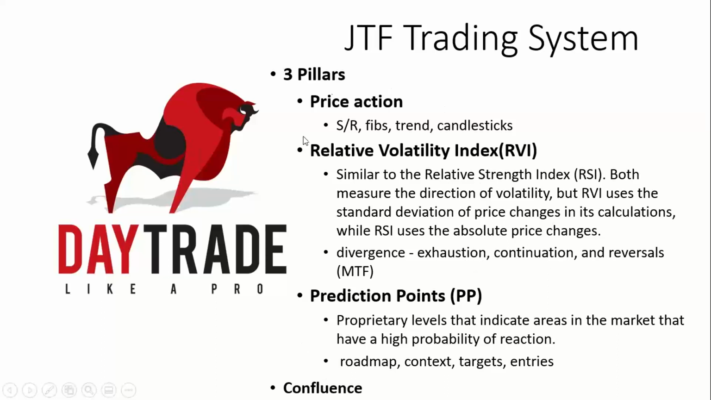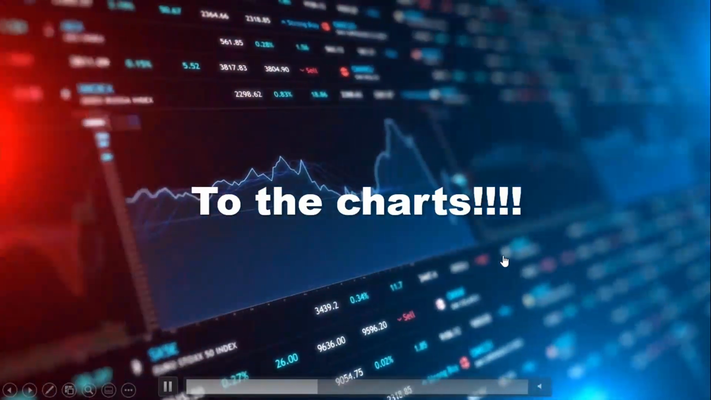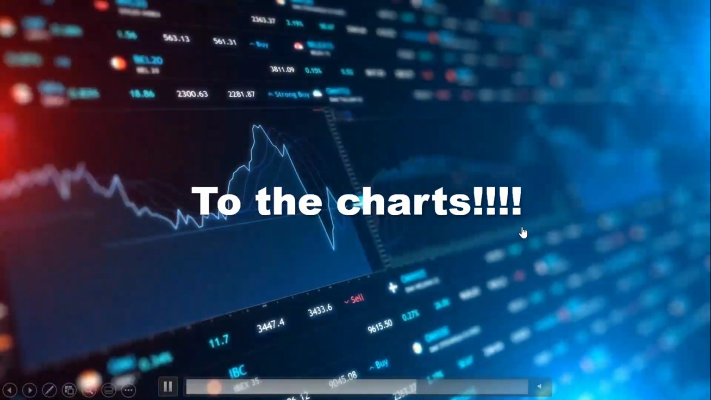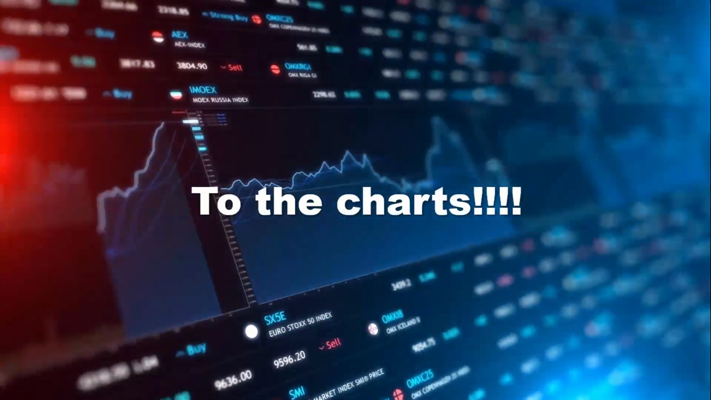So the confluence between all three of them, each being their own powerful system alone, is really what gives this system a lot of power. So what I want to do really quickly is go to the charts and show you what I mean by support and resistance, what I mean by fibs, and how I draw them.